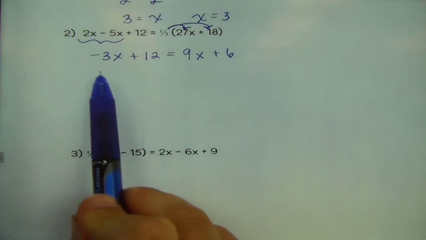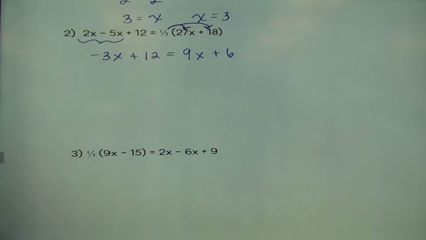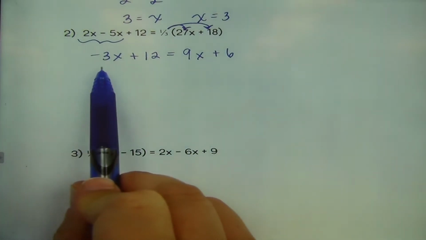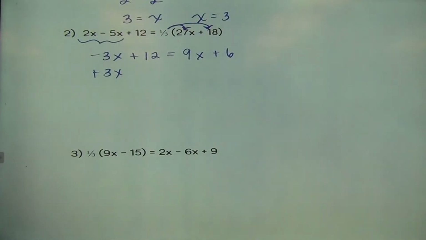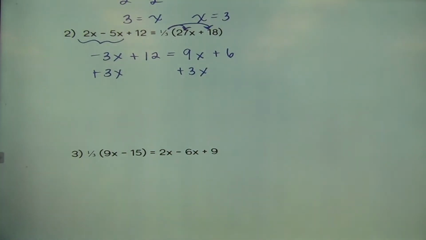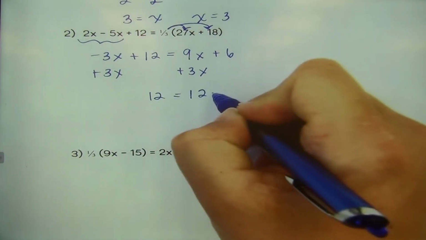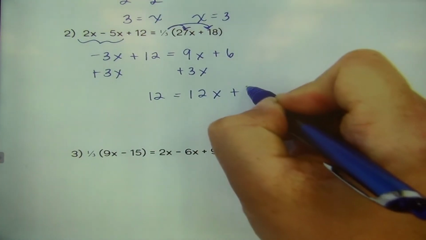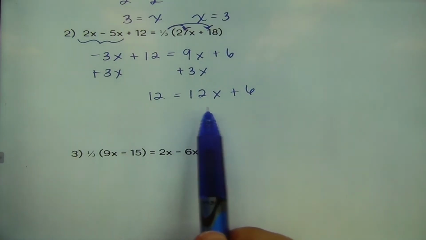So now I'm going to move the smaller variable term to the other side of the equation using inverse operations. I have negative 3x here, so I can add 3x to the left side, and because I'm adding 3x to the left side, I also need to add 3x to the right side. So I now have 12 equals 12x plus 6.